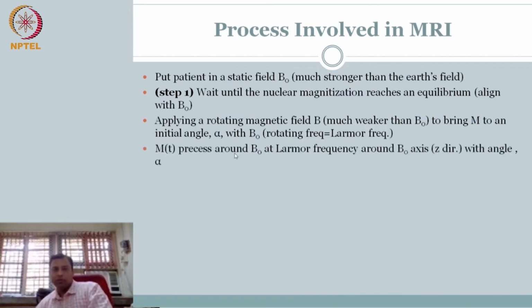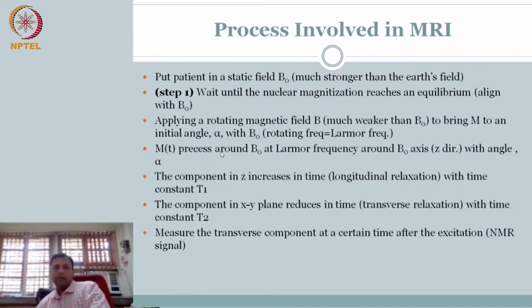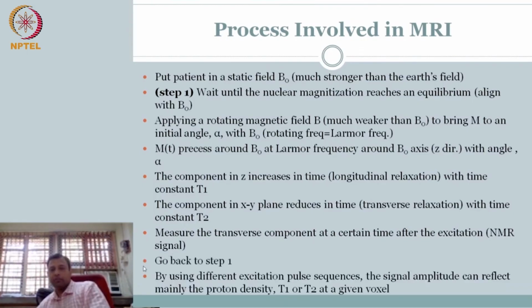Your signal comes from M of t precessing around B0 at the Larmor frequency. Then you have longitudinal relaxation and transverse relaxation. And where is your signal coming from? Essentially your transverse component: when it is spinning and you put a coil there, the magnetic field cuts the coil loop, and therefore you get the free induction decay. So your signal is coming from there. Finally, we do this by exploiting different pulse sequences, and we introduced the pulse sequence diagram also.